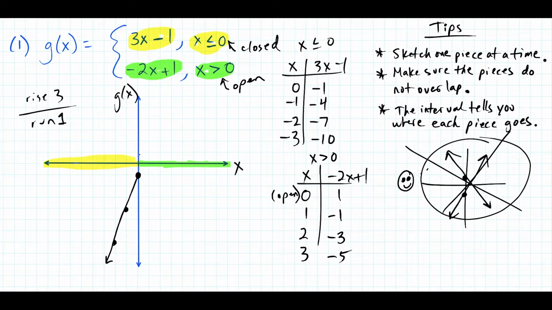So if we start this, remember 0, 1, if I plot it with a closed circle, that's bad, because then this is no longer a function. It fails the vertical line test. This has to be open. So this one is open.